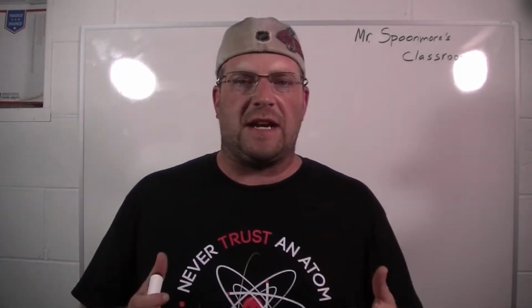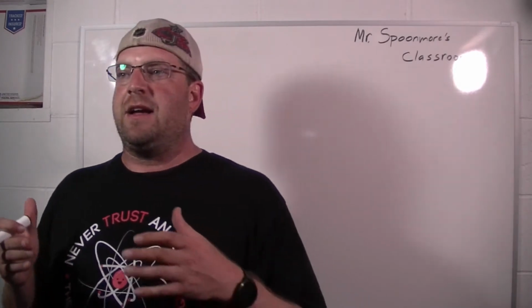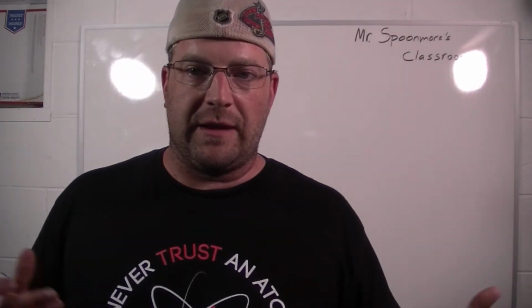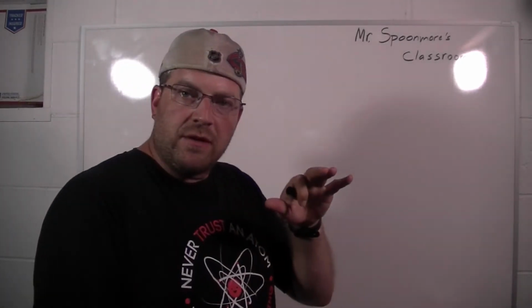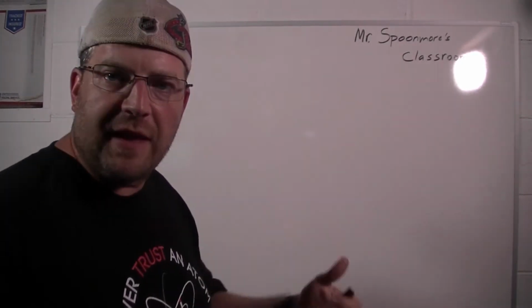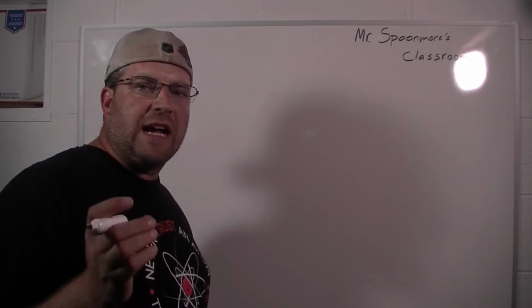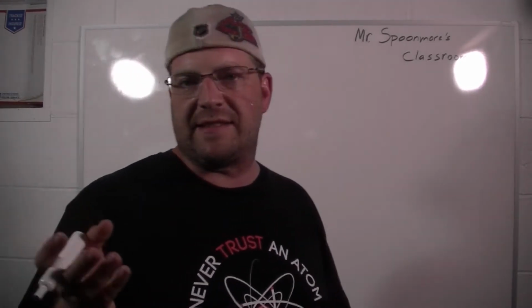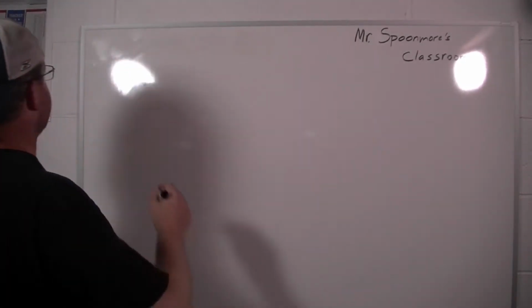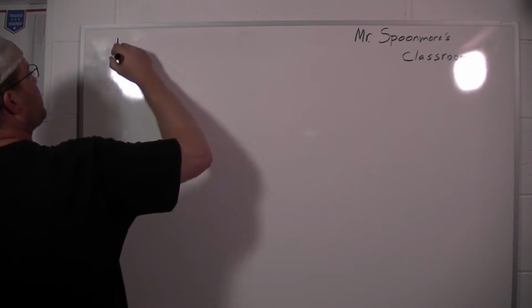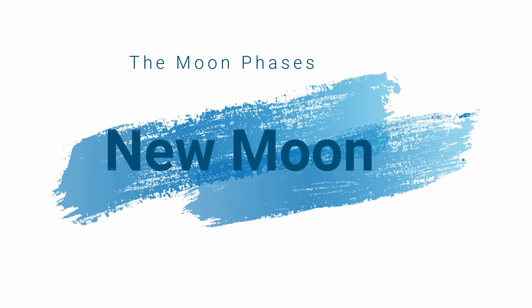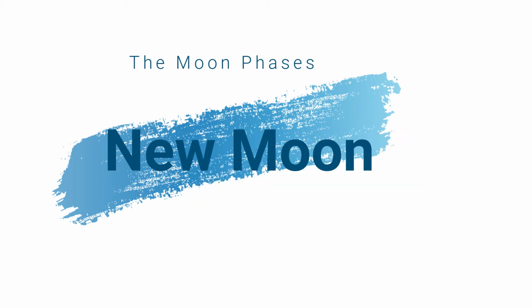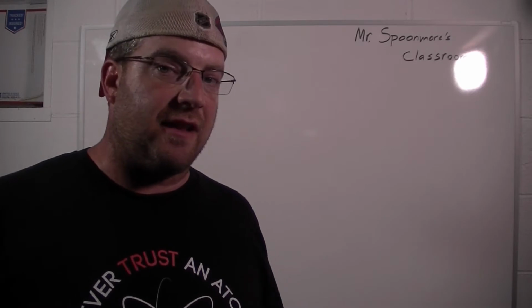So, the first thing I want to do is get some terms out there that are associated with learning about the moon. And we're going to do these in order, and then we're going to break them down term by term and what they actually mean. You will have to know these all for your quiz that's coming up, so make sure you're paying attention. First term is new moon. New moon is the term and the phase of the moon that starts the celestial calendar.